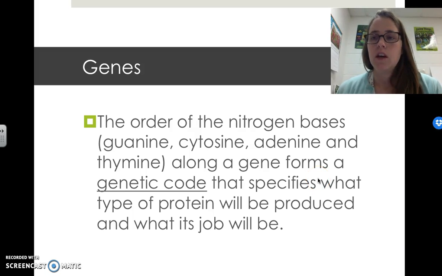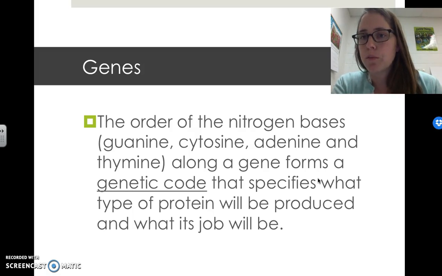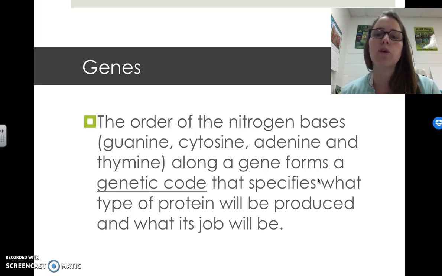Along with the gene, it forms a genetic code that specifies what type of protein will be produced. For example, there's this protein called hemoglobin in our blood, and that's what carries the oxygen from our lungs into all of our cells. Hemoglobin is a protein. Hemoglobin is made from DNA, and it has a very specific structure, and its structure is made from the very specific order of bases on DNA in a specific location. And the genetic code that tells a protein what it's going to be is also going to tell it what its job will be. So that's kind of why DNA is so important, because these proteins do so many things in our body.